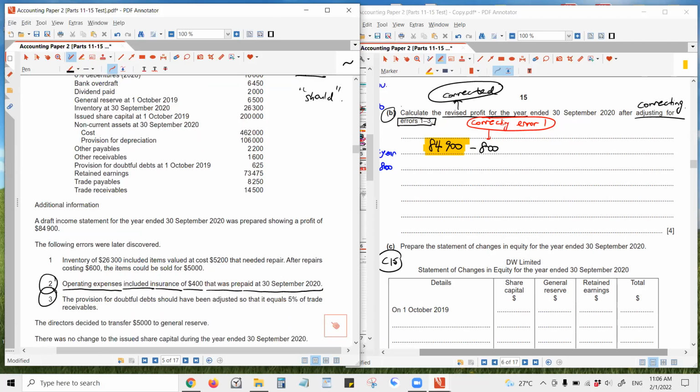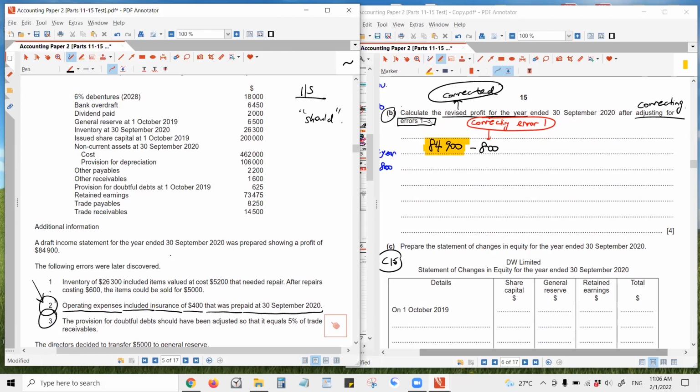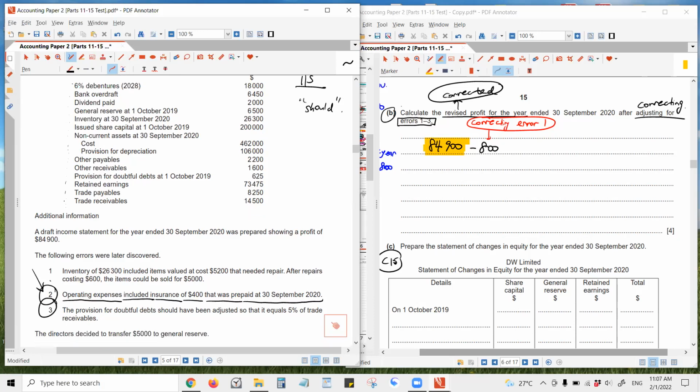So error number two here says, read this again. Operating expenses, referring to which one? Where is operating expenses? It's not mentioned here, but it doesn't matter. As long as you know that the 400 is for the following year, then you know what to do with it. This is for the following year because it says prepay.